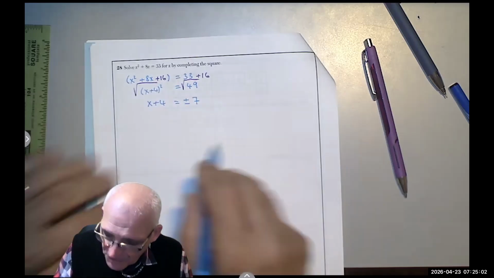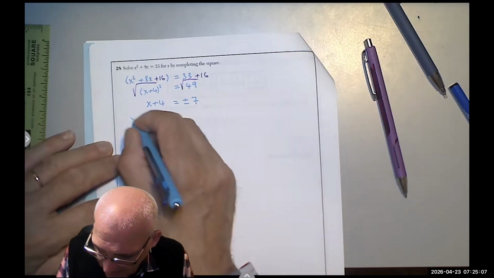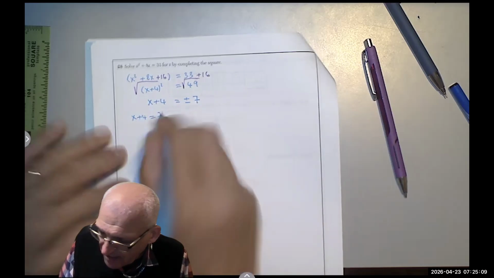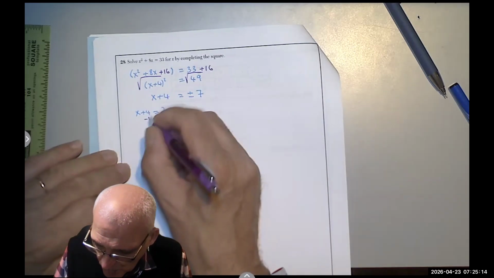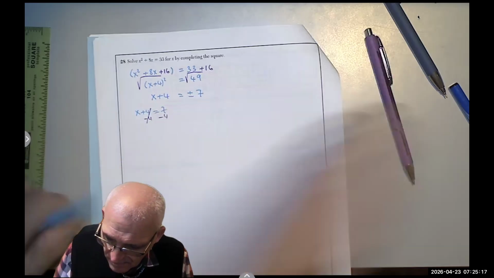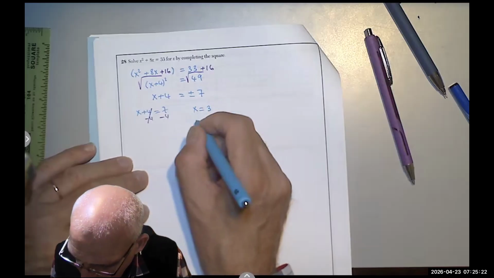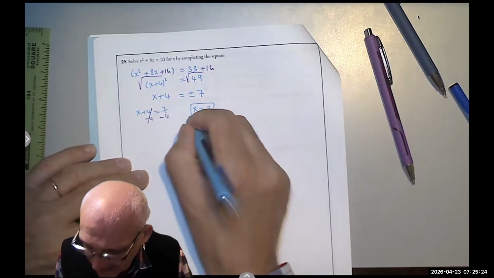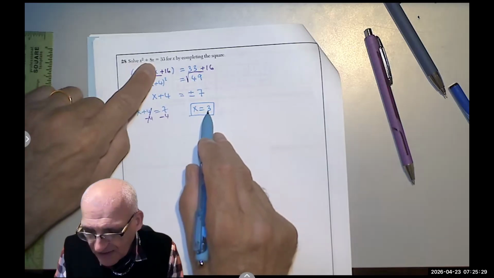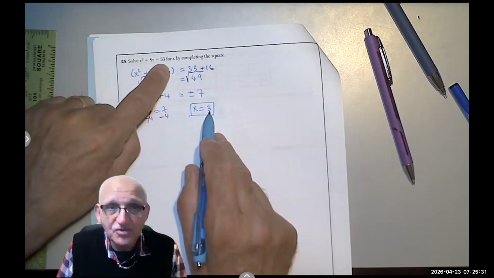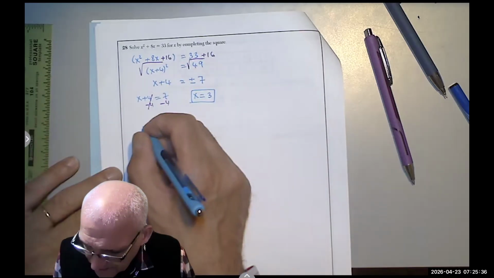Okay? So now you say either x plus 4 equals 7, and then you subtract 4 from both sides, so you get x equals 3. And then if you have time, you substitute: 3 squared is 9, and 3 times 8 is 24. 24 plus 9 is 33, so you check your answer. You don't have to, but you could.